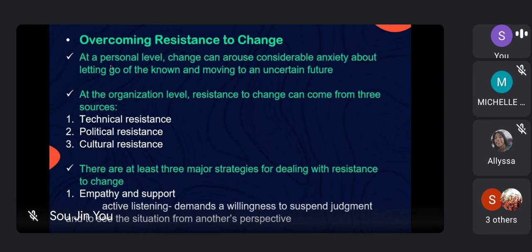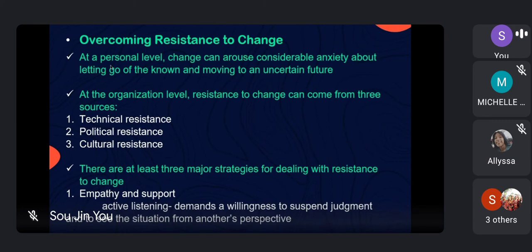Sa organizational level naman, may tatlong sources ng resistance to change. Number one is technical resistance. So it comes from the habit of following common procedures and consideration of sunk cost invested in status quo. Number two is political resistance. So dito, mag-a-arise lang ito kung yung organizational changes threaten powerful stakeholders katulad ng mga executive staff or yung mga staff personnel.